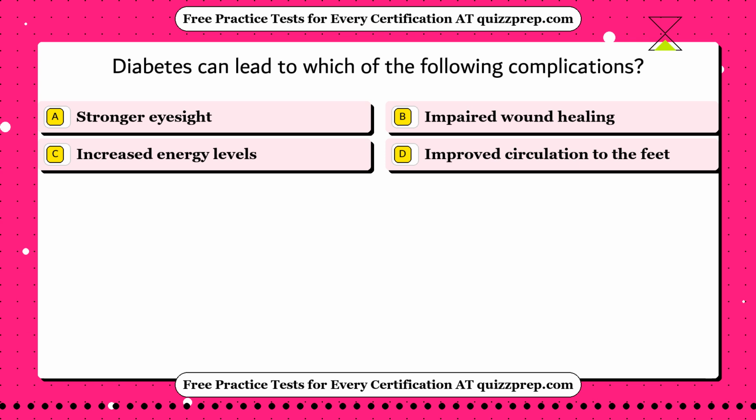Option A, stronger eyesight. Option B, impaired wound healing. Option C, increased energy levels. Option D, improved circulation to the feet.